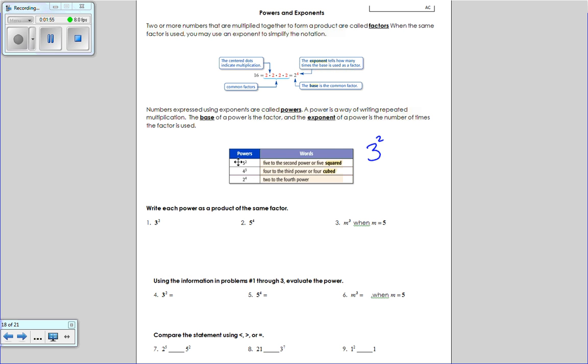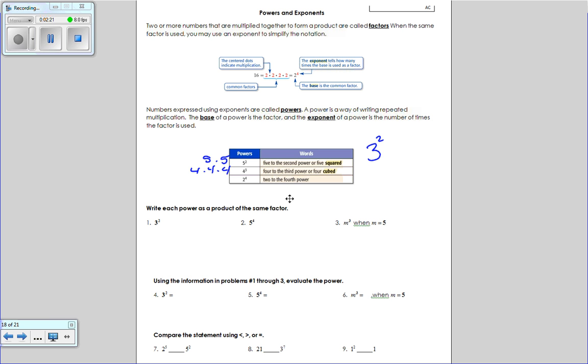All right, so if we have 5 to the power of 2, that's 5 to the second power, or we could also say 5 squared. That's going to be 5 times 5, which will be 25. 4 to the third power, or 4 cubed, is going to be 4 times 4 times 4. 4 times 4 is 16, and then 16 times 4.